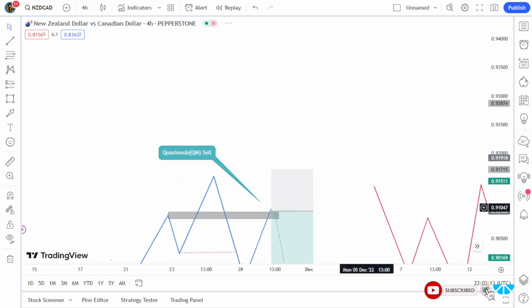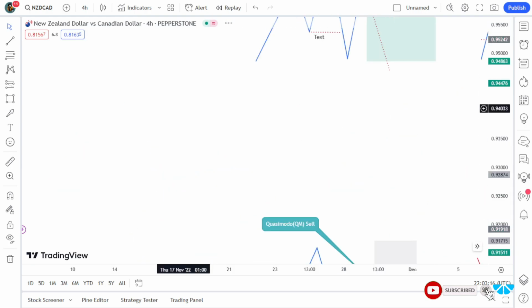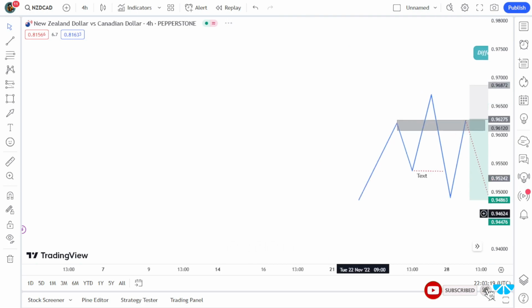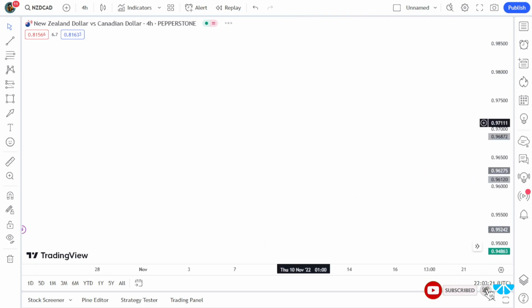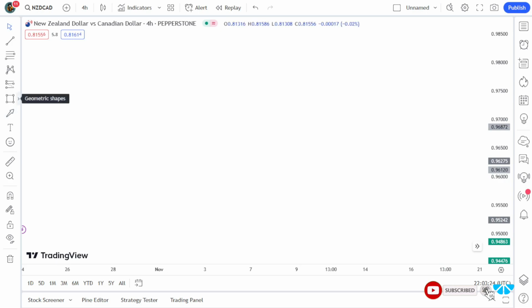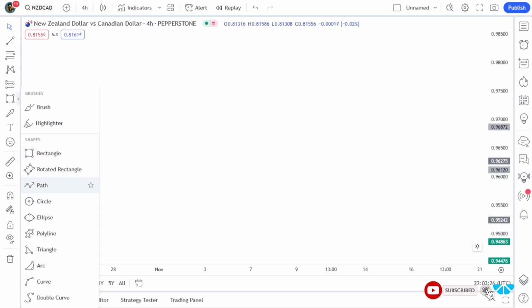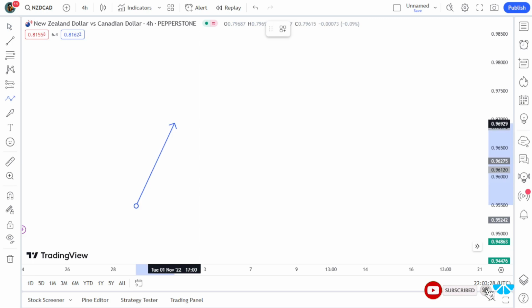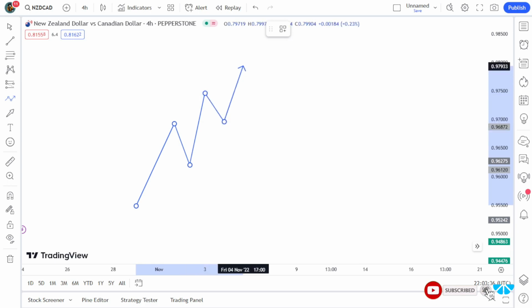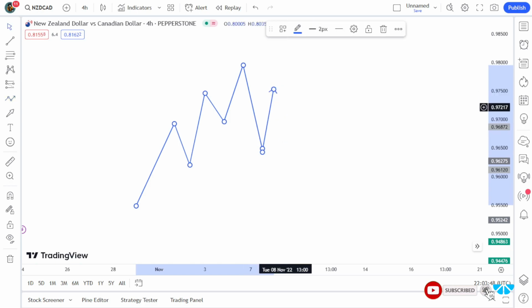Okay, let's look at another feature of this Quasimodo pattern I would like to discuss. It's called a high quality Quasimodo entry. Now, let's say for instance we have a Quasimodo sell. That's where price makes higher high, higher low, higher high, higher low, higher high, then a lower low. Price then comes back, breaks structure before we enter our trade.